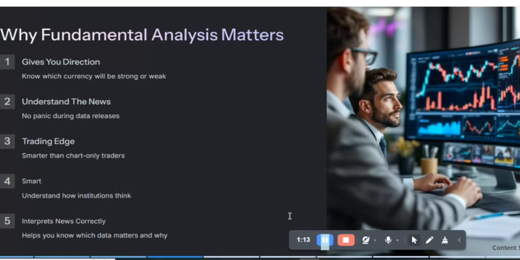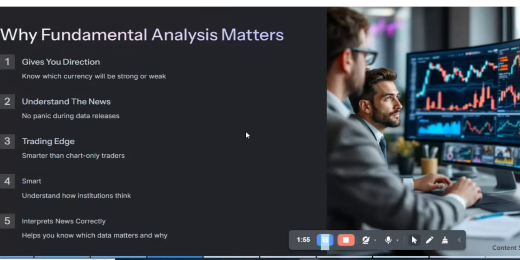So also, trading edge, right? It helps you not just to depend on the chart alone, on how the market moves, but then why it moves, right? So it gives you a clear directional bias, right? And then you just go to the chart and you look for where to enter and exit, right? So it helps you to trade smart.